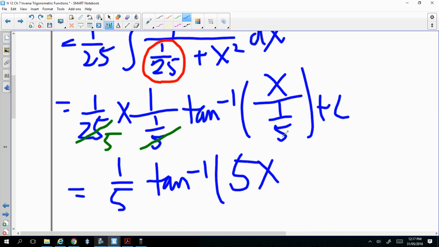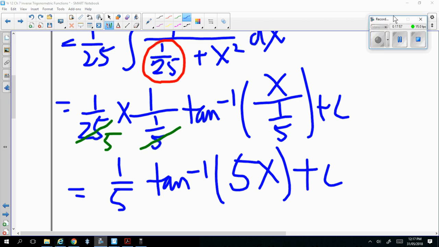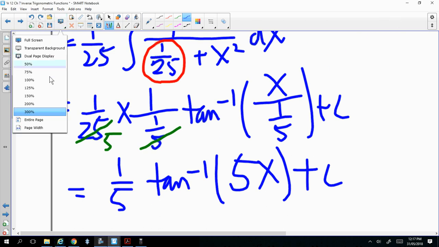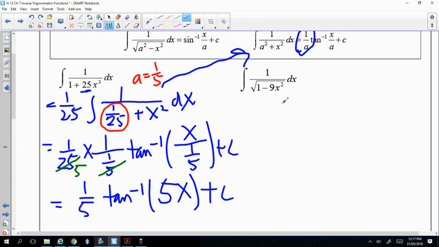Alright, what else are there? And then you should try the other one. The other one's a little bit harder. We have a square root. Have a try. Okay, good. Have a try at this.